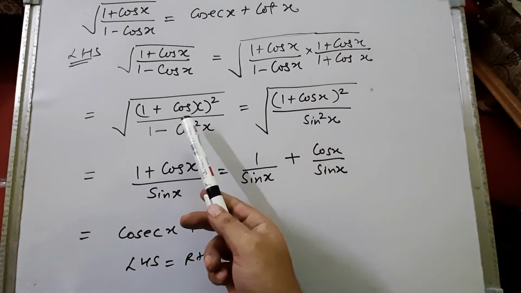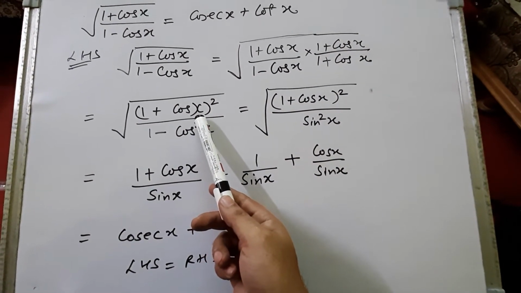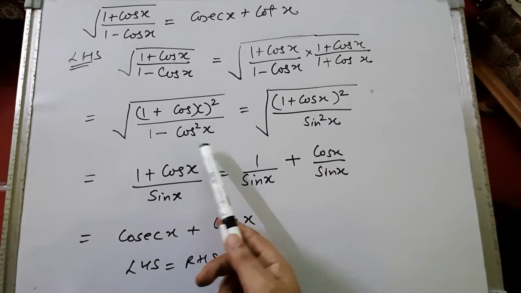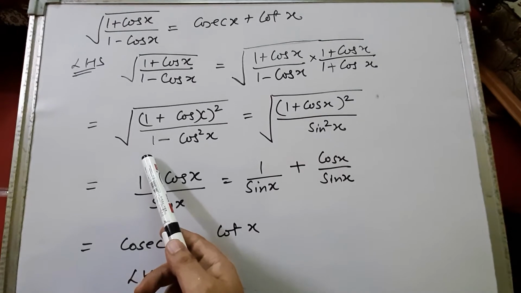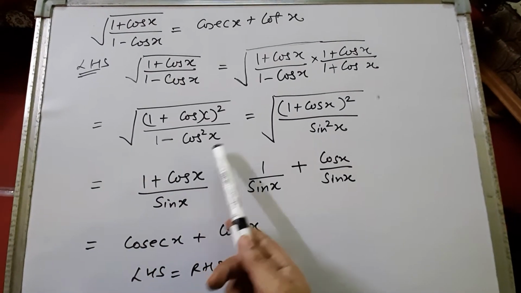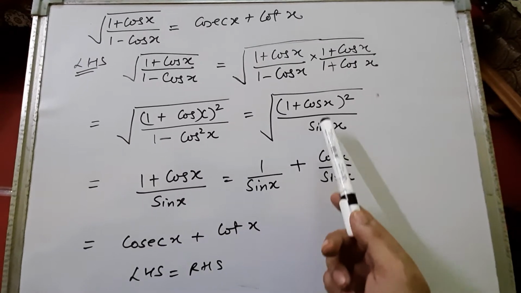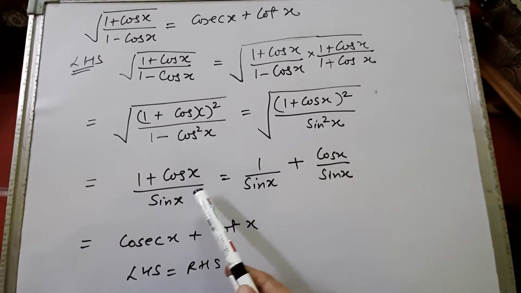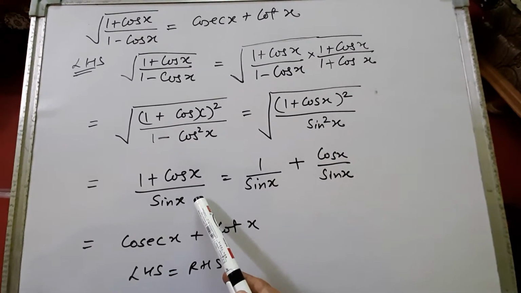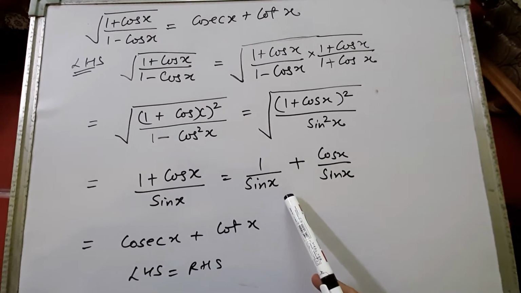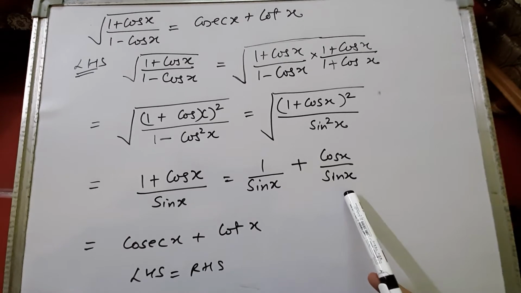Now when we do that, what do we get in the numerator? 1 plus cos x to the whole square, and a plus b times a minus b, we know, is a square minus b square. So 1 square is 1. It will be 1 minus cos square x. So 1 minus cos square x is sin square x. So both are squares, so we can take the square root. It will be 1 plus cos x upon sin x. When we separate these terms, we will get 1 upon sin x plus cos x upon sin x. Right, children?